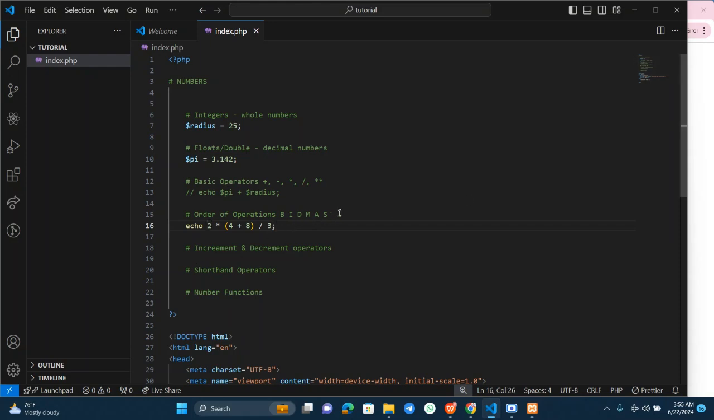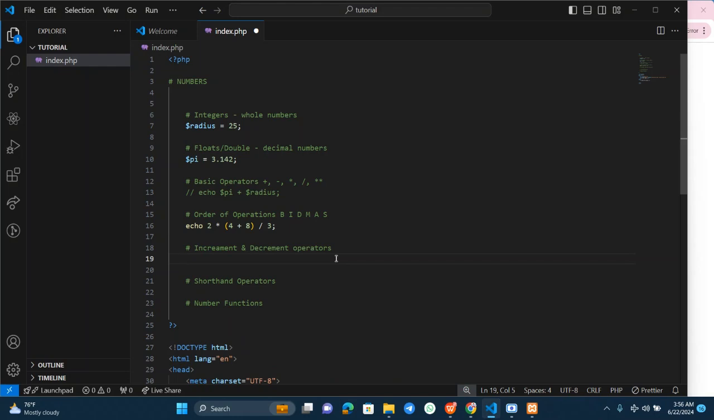So you have to take note of this, because sometimes when you create a mathematical function and it's not giving you the answer that you expect, you should follow this order, so you won't be too confused. So in numbers you can also have increment and decrement operators.